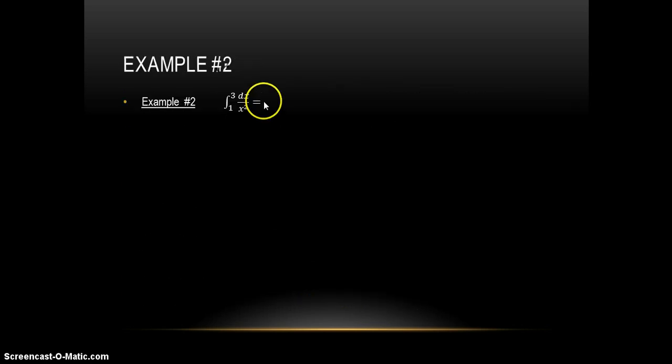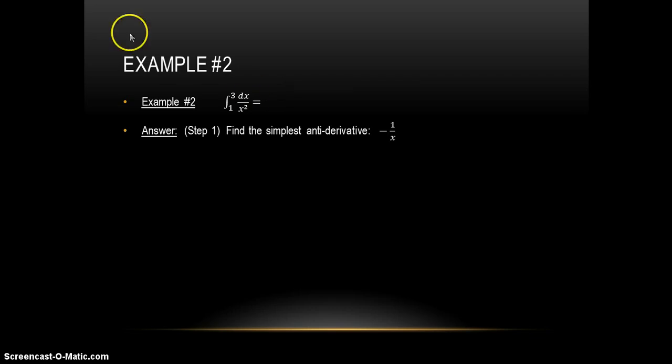So let's try another one. The integral from 1 to 3 of dx over x squared. So we need to find the simplest antiderivative. If we rewrite this function as x to the negative 2, the antiderivative is x to the negative 1 divided by negative 1, which can be rewritten as negative 1 over x, a common antiderivative that we should know.